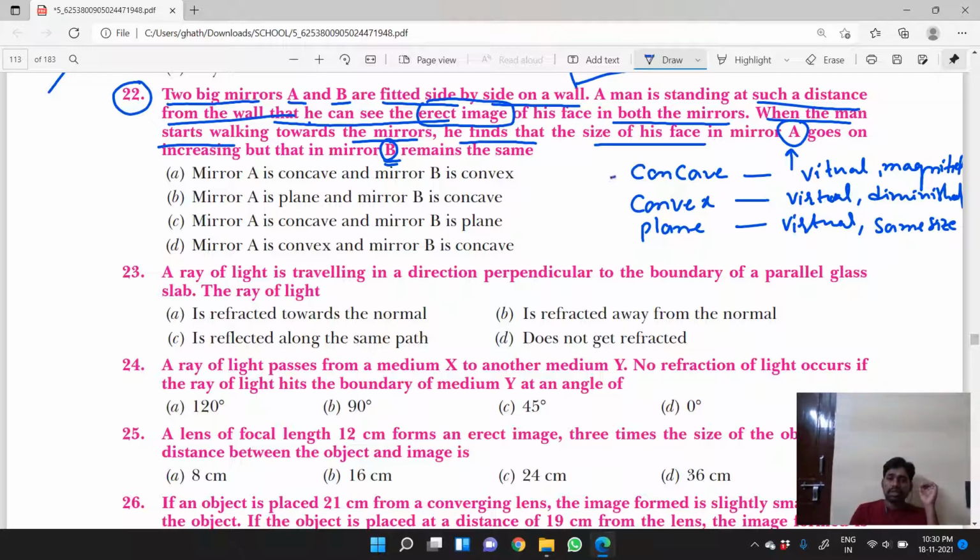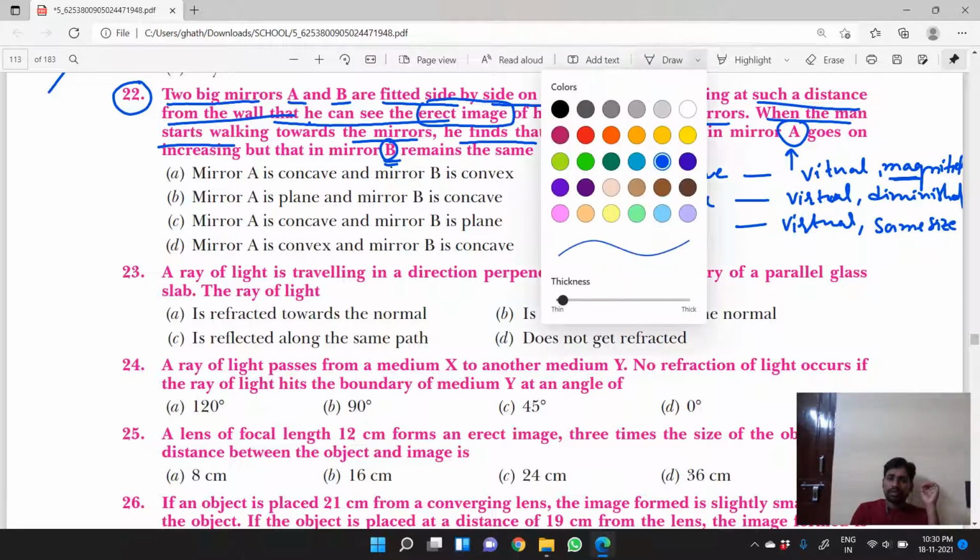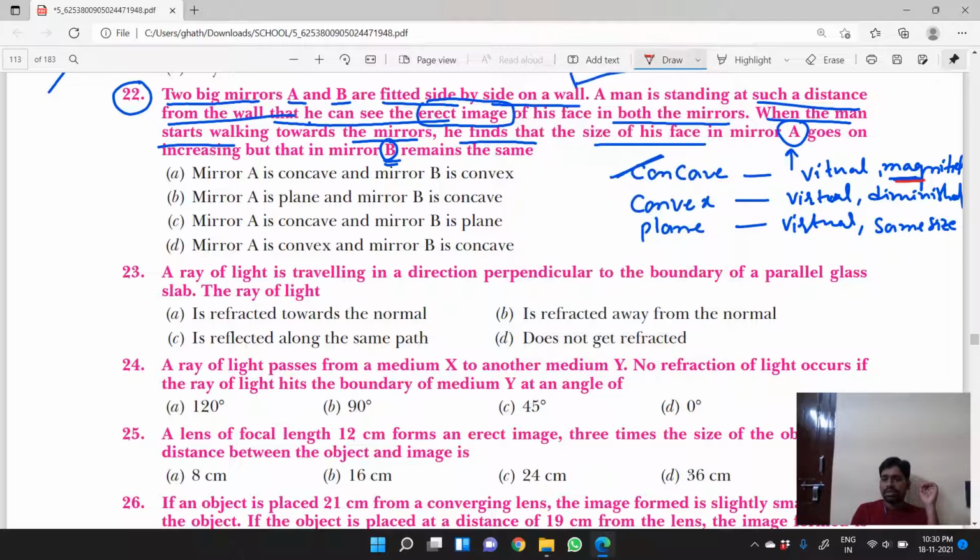Here the size is increasing, that is nothing but magnified. Increasing means it is concave. Same size means it is not increasing, so it is plane. So for mirror A, the answer is concave, increasing. Mirror B is convex, wrong. Plane increasing is wrong. So mirror A is concave and mirror B is plane. So this is the answer.